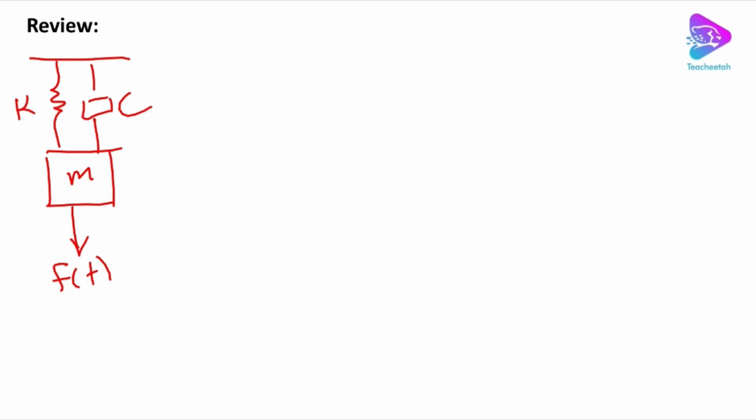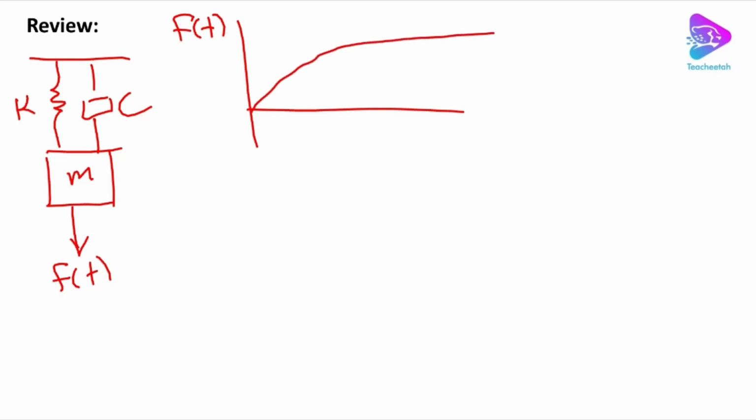For example, F(t) applied to the system might have an increasing behavior, or an exponential decay, and so on. These are the cases that could appear in the system, and we showed how to find the response of the system based on the convolution integral.